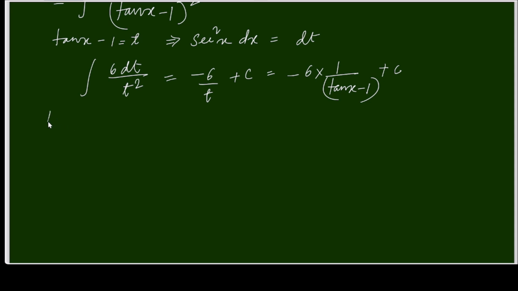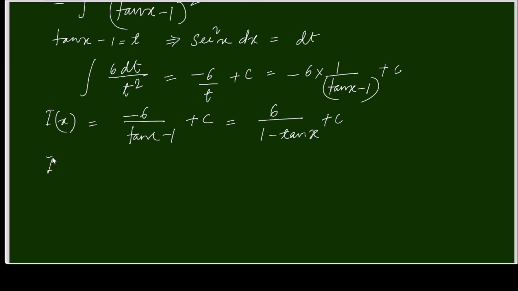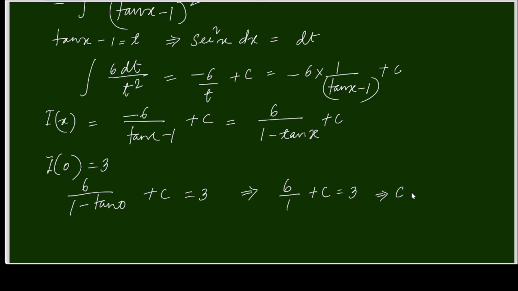So finally we are getting the integral of x equals minus 6 over (tan x minus 1) plus c, or this can be written as 6 over (1 minus tan x) plus c. Given that the integral at x equals 0 equals 3, let me put it here: it will be 6 over (1 minus tan 0) plus c equals 3. So this equals 6 over 1 plus c equals 3, or this constant equals negative 3.